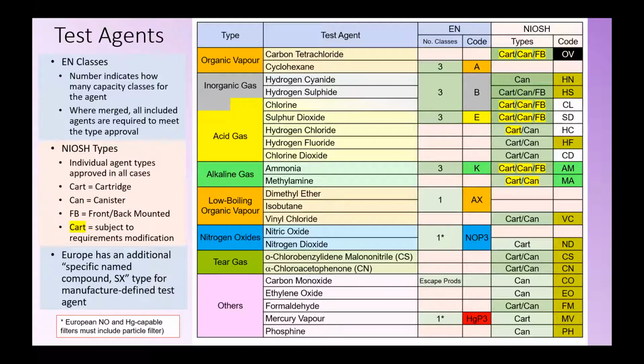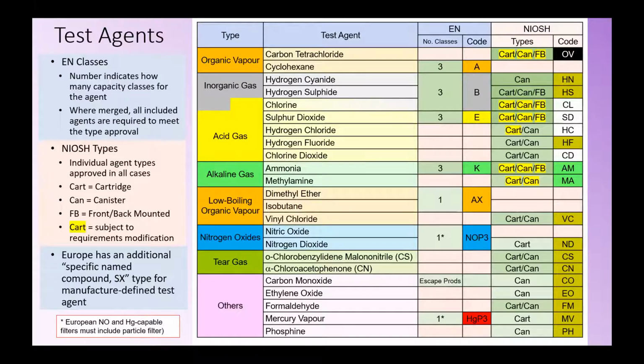Europe sometimes groups agents together. So to get the class B type filter, for instance, type B, you need to meet requirements for 3 gases. And likewise for the low boiling organic, you have to meet requirements for both those gases, dimethyl ether and isobutane. And so there are sort of multiple requirements per filter type there. For NIOSH, it's all individual. You get an approval for individual gases rather than the groups.